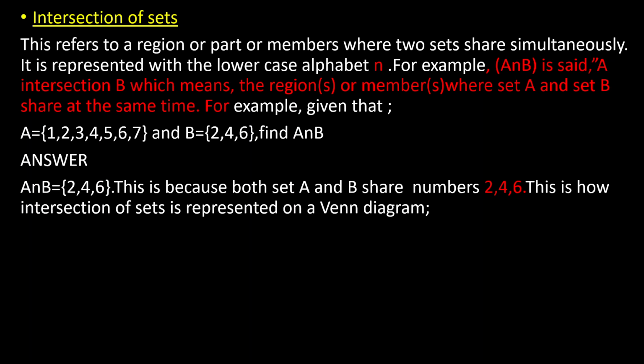Always, when you are writing the elements of a set, put them in curly brackets. So the answer is {2, 4, 6} because both sets A and B share numbers 2, 4, 6. So now let's look at how the intersection of sets is represented on a Venn diagram.